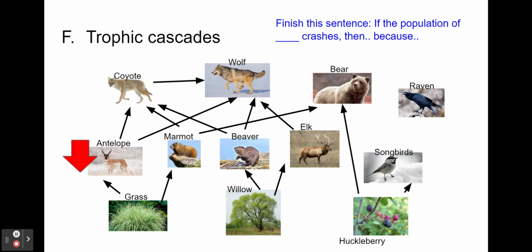Let's look at antelope. Antelope are frequently hunted by humans for food, for pelts. Let's say they're overhunted. Their population crashes because too many of them were hunted and killed. What would happen next? Well, antelope eat grass. And with fewer antelope, more grass will be able to grow because it's not being eaten. And so the grass population will increase. But let's look at the other direction. Antelope are eaten by coyotes. Our coyote population will slightly decrease because the coyote is losing a food source that it relies on.